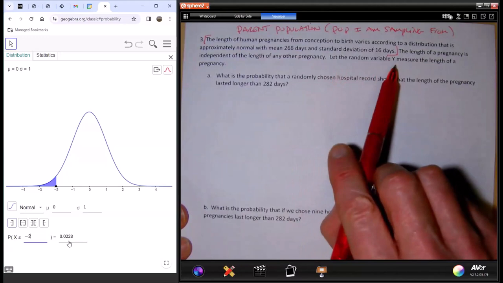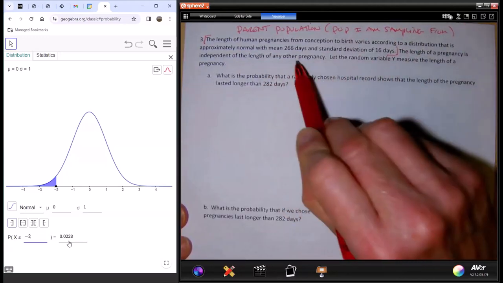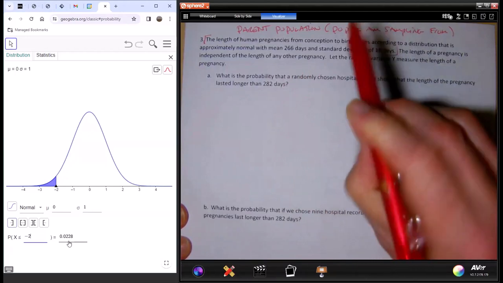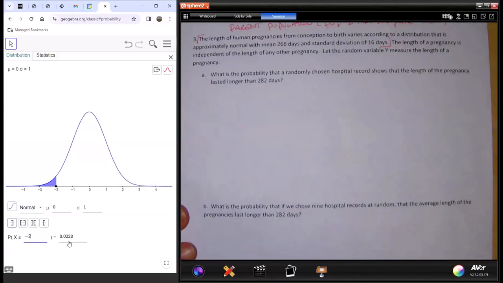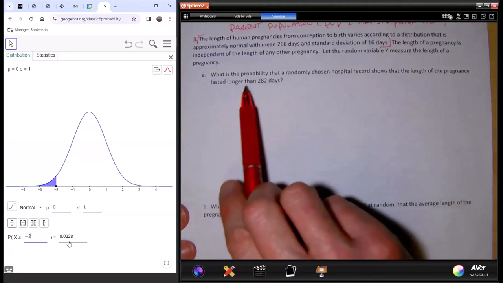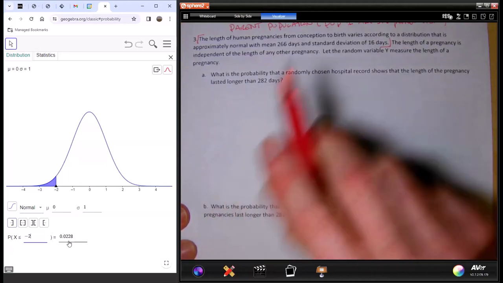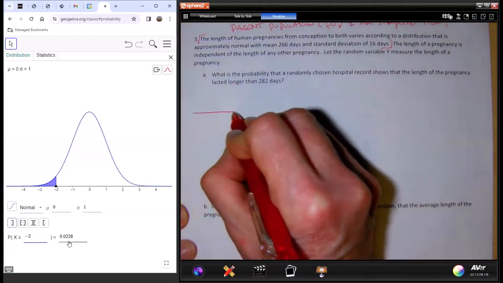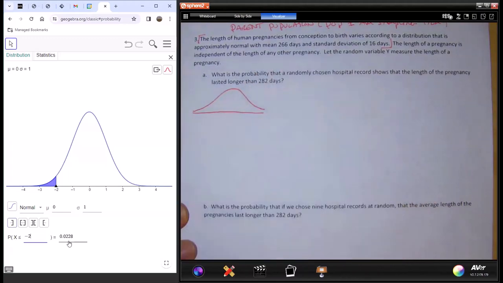Let the random variable y measure the length of the pregnancy. Okay, so what independence means is that when you pick a person, the next one has exactly the same chance of being whatever you want it to be. In this case, what is the probability that a randomly chosen hospital record shows the length of the pregnancy lasted longer than 282 days? Now, let's read this really quick. I'm sampling from a distribution that is approximately normal. So as soon as you hear the words approximately normal, this is code for use a normal distribution.